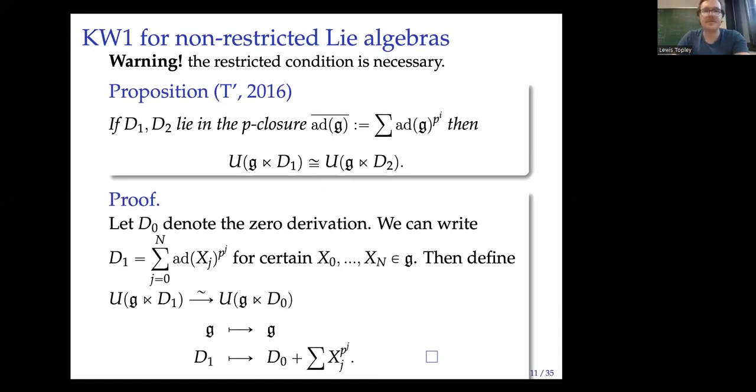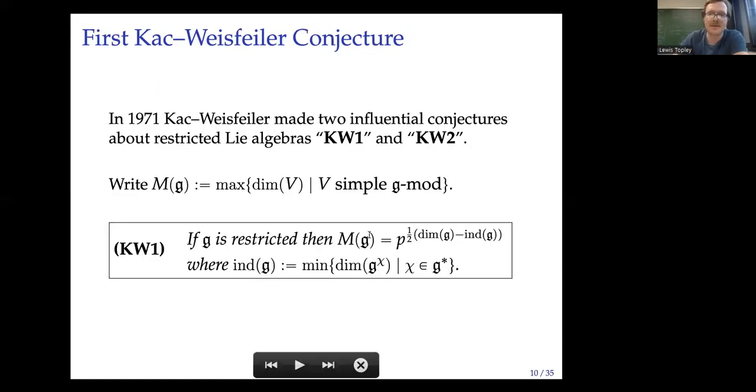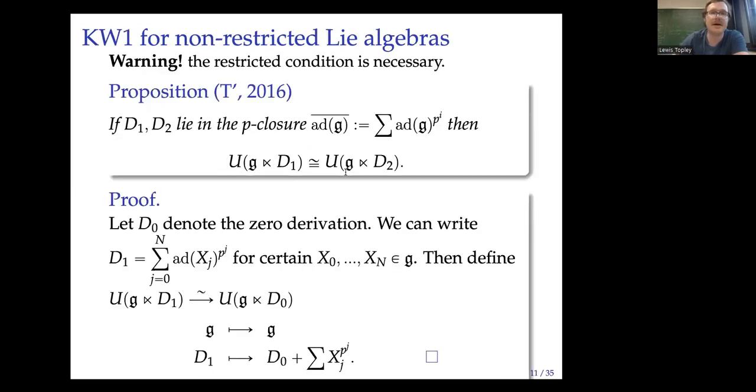So I was playing around in 2016 trying to work out whether it was possible to prove or disprove the first Katz-Weisfeiler conjecture for Lie algebras which are not restricted. Certainly the statement itself doesn't require your Lie algebra to be restricted at all. So you could hope that it holds in a more general setting. But I found counterexamples, and I want to explain how. There was a little algebraic trick, which I think I can describe easily.